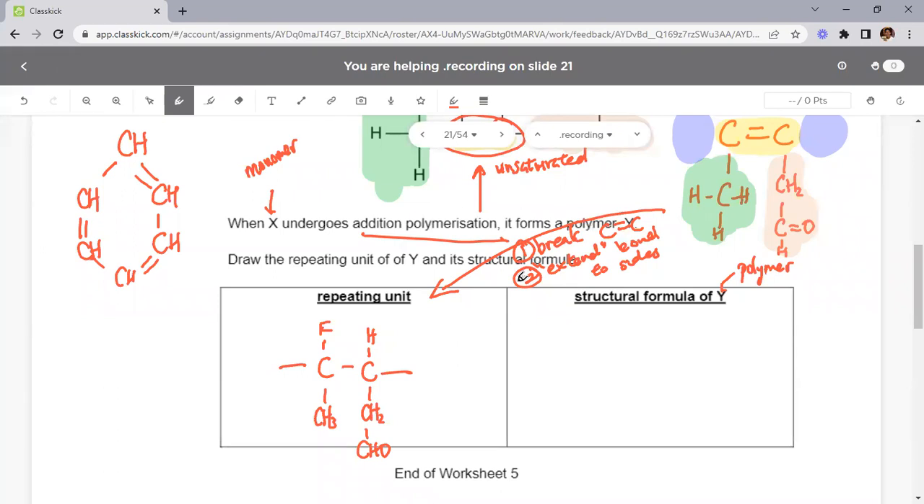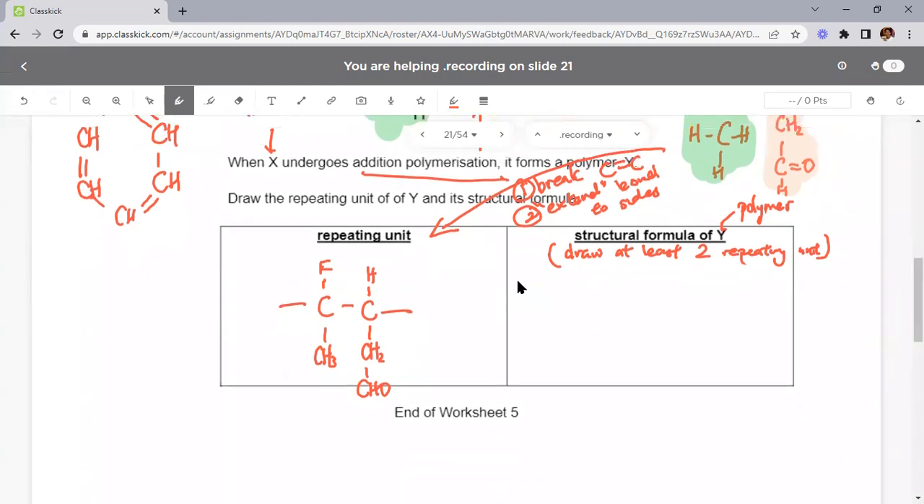Now for the structural formula of Y, I'm going to do something. Okay, I'm going to say draw at least 2 repeating units for the structural formula. Then say, Archer, structural formula, draw at least 2 repeating units. What do you mean? So this is the repeating unit, right? Normally to form the polymer, I already said to add the bracket. That's the first step. Second step, you add the n. Correct? So instead of straight away like this, I'm going to have a step 0. I'll add one more repeating unit.